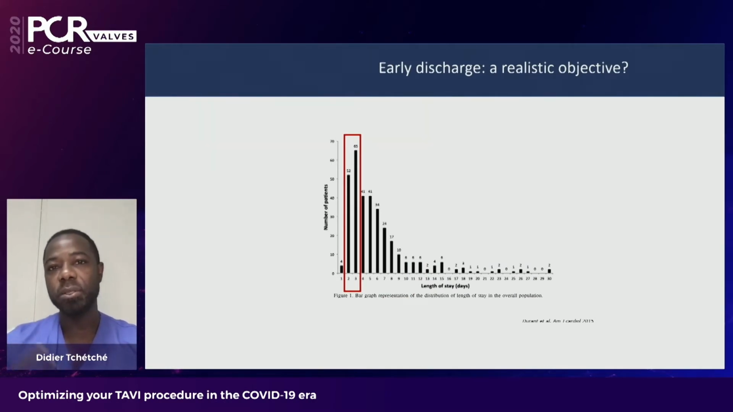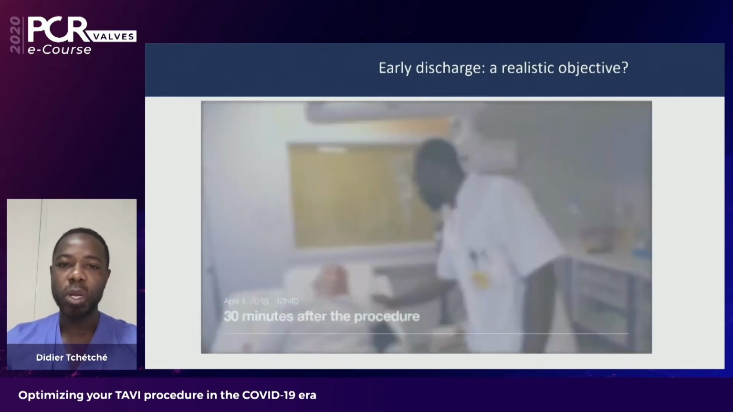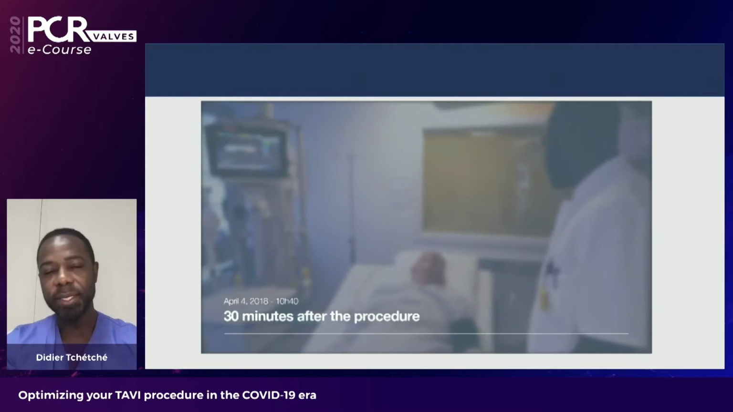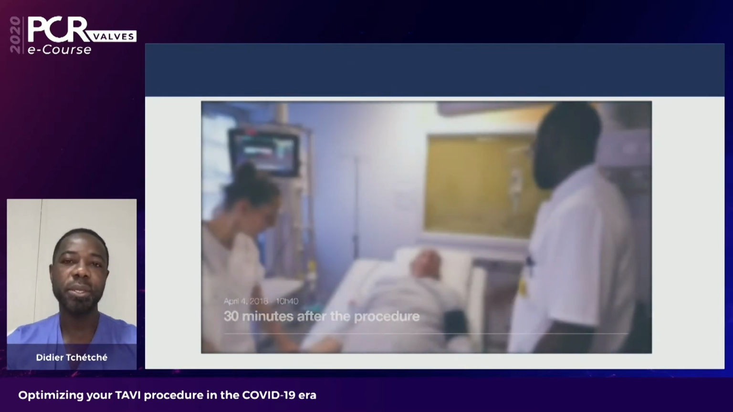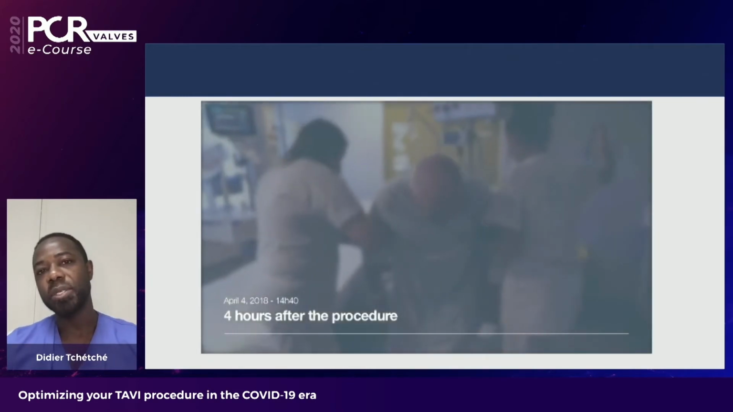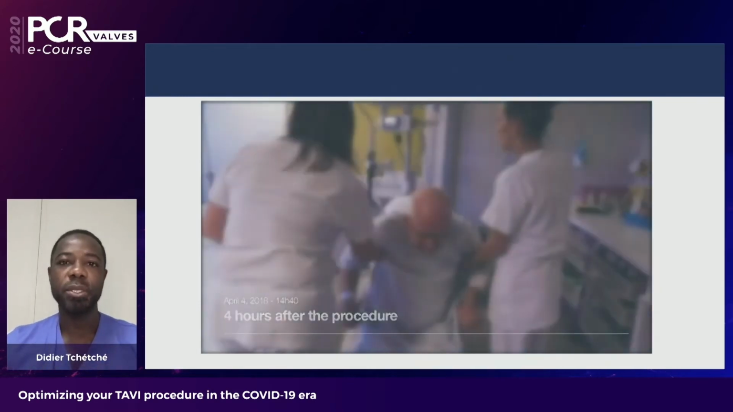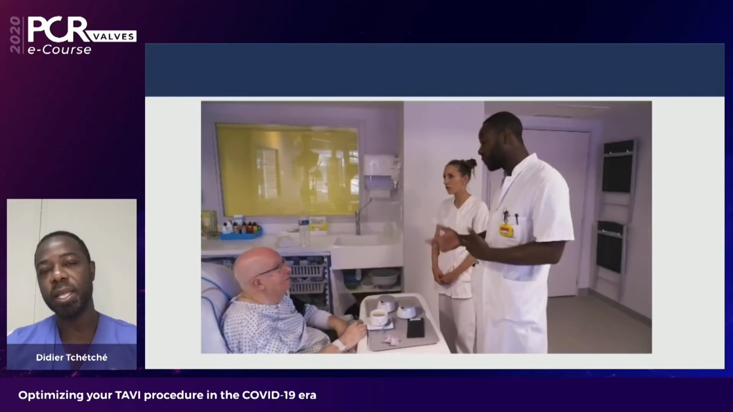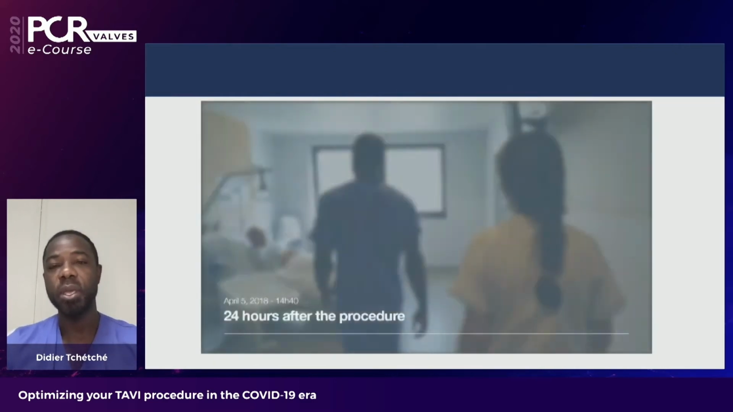So at last, the ultimate goal from an access consideration point of view is to make sure that we prevent any complication and we have an early discharge of the patient. And this goes from early ambulation, and the goal is to discharge the patient 2 to 3 days post-procedure. So what we do is to, as usually, go for conscious sedation, 30 minutes after the procedure, making sure that the patient is awake, 4 hours after the procedure, getting the patient sitting on the chair, and at last discharge on day 2 or day 3 after the procedure.